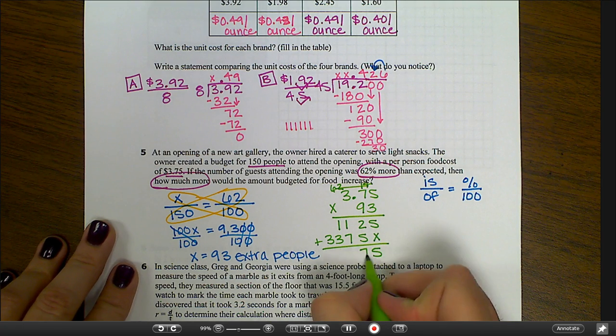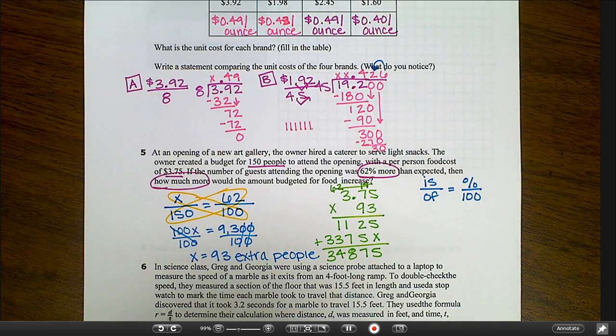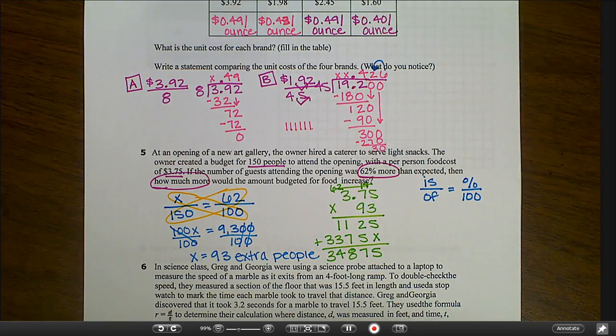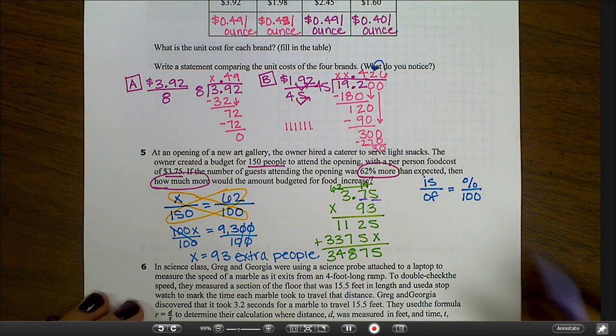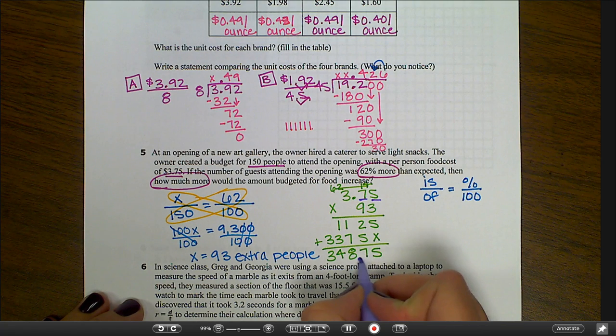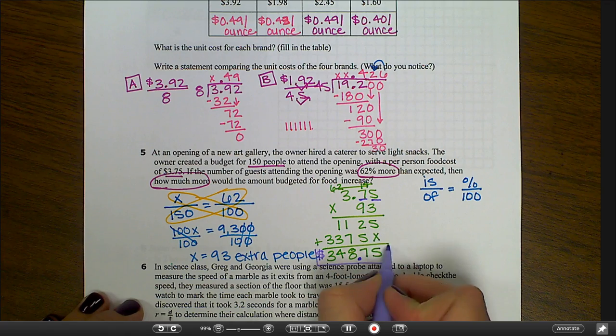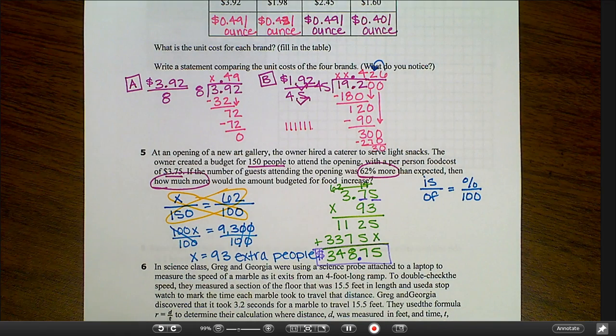It's 5, 7, 8, 4, and 3. And then I need to look over here. I have 2 digits behind the decimal in my problem, so I need 2 digits behind the decimal in my answer. So he's going to spend an extra $348.75.